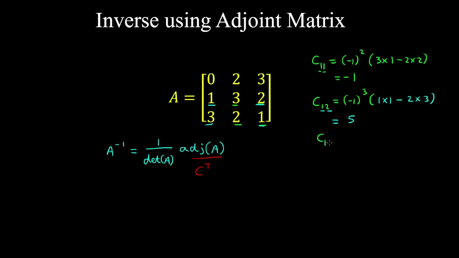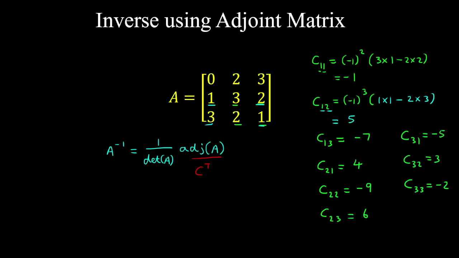And if we continue this process, you'll get the following cofactors. And now we can put these resulting cofactors in a cofactor matrix. So we have C11, C12, C13, and then C21, C22, C23, and C31, C32, and C33.